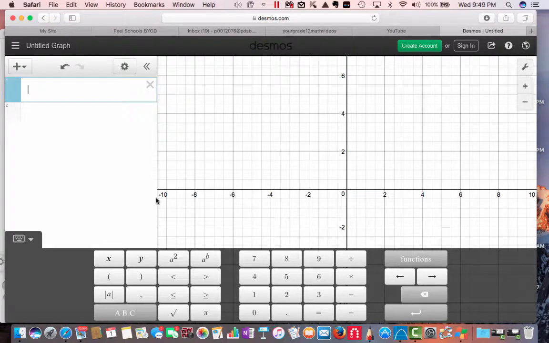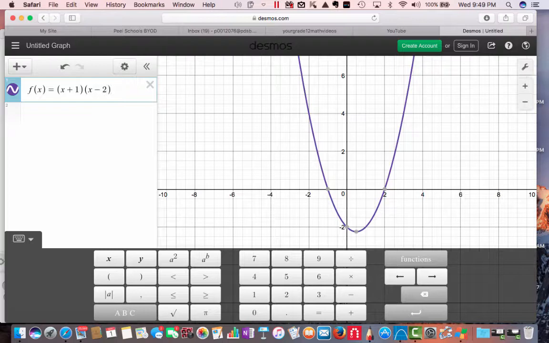If we try to find the reciprocal of a quadratic function, let's say f(x), and for the purposes of making this example a little bit easier, I'm going to put it in factored form, so like (x plus 1) times (x minus 2). Of course, we know that the zeros are at -1 and 2, as you can see on the graph.